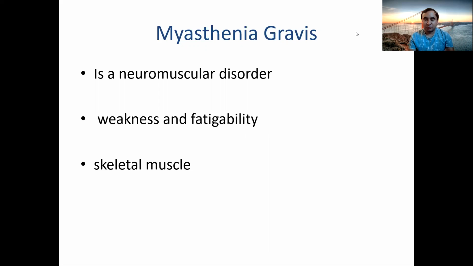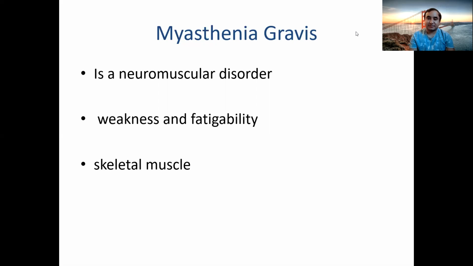In between the neuron and the muscle, there is a potential space where the nerve releases one important neurotransmitter, that is acetylcholine, which is required for muscle contraction. So, Myasthenia Gravis is a problem of this neuromuscular junction, which is typically characterized by weakness and fatigability.